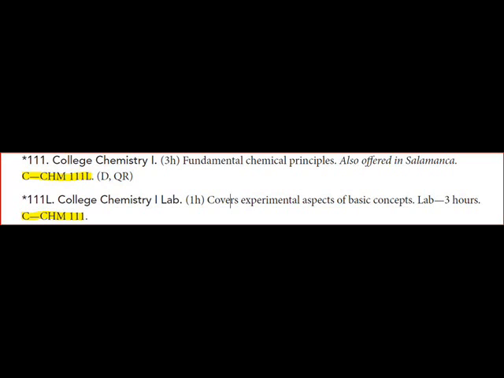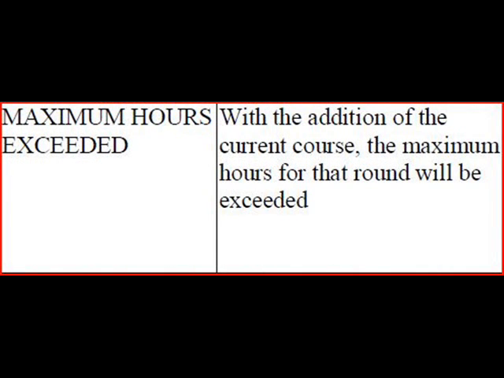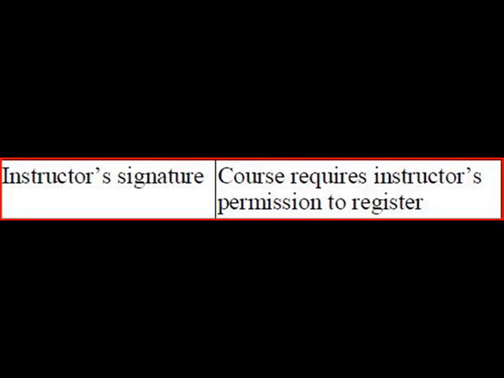Other common registration errors include time conflict, which means that the course you are trying to register for conflicts with a class you are already registered in. Max hours exceeded means you have already reached the limit of the number of hours you are permitted to register for at the time. So if you attempt to register for over 8 hours, you will see the max hours registration error. Instructor's signature indicates that a course requires the instructor's signature or permission to register for the course. You will have to seek the permission of the instructor in order to register for this.